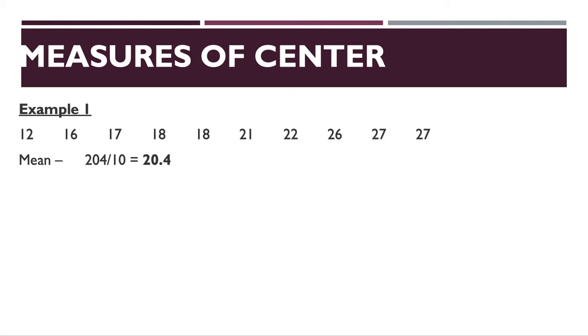When I added up all 10 of these values, I ended up with a sum of 204. I divide 204 by 10, representing the 10 data values. I end up with 20.4, which is the mean.